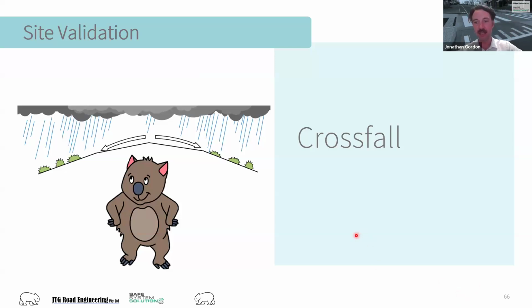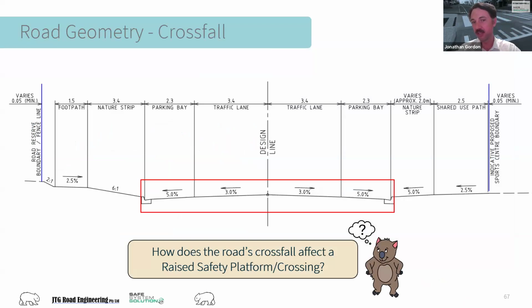This is an interesting one to start chatting through, Ken, and it might raise some eyebrows out there, but one of the really important things to do is to understand, again, your existing site where you're installing this, or perhaps on a new road, sure. What does crossfall mean for our project?